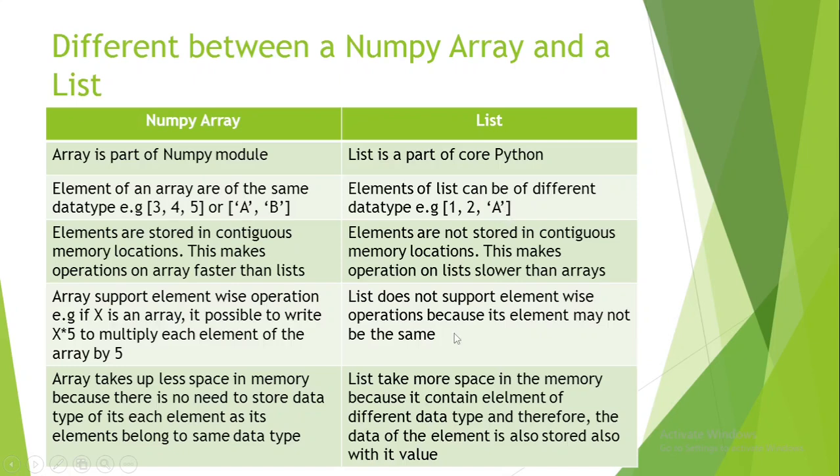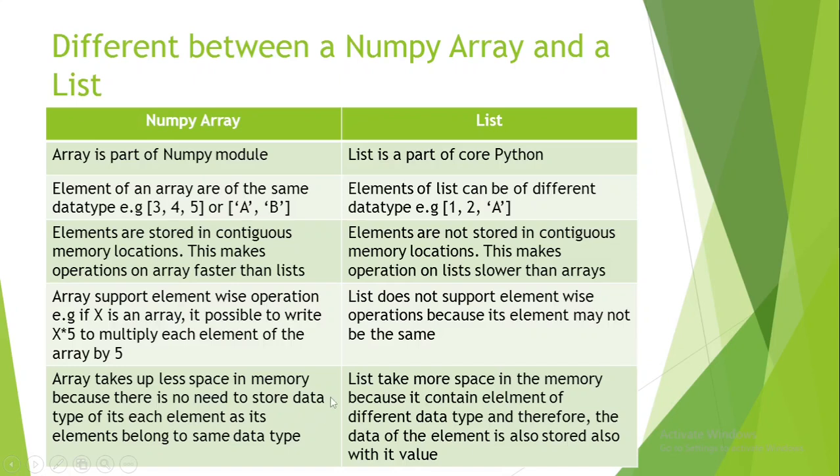Now, an array takes up less space in memory because there is no need to store the data type of each element, as each element belongs to the same data type. So a NumPy array only needs to store the data type of the array once. If it's an integer, it stores it as an integer, or a string, and by default it knows that all the elements there are strings or all the elements are integers.